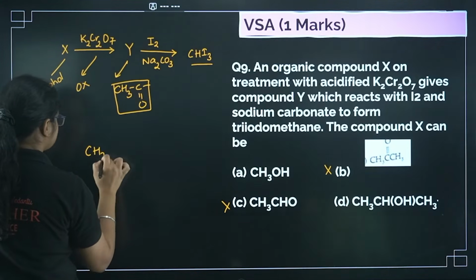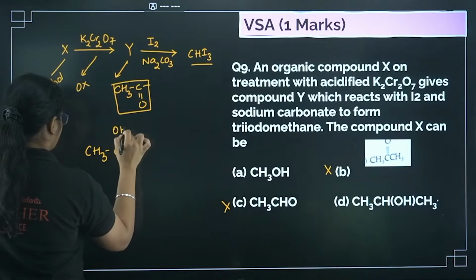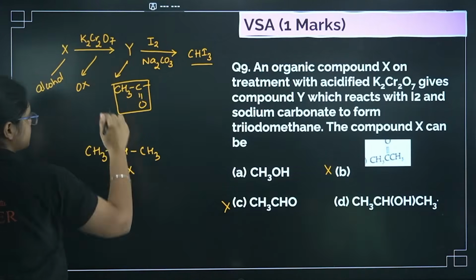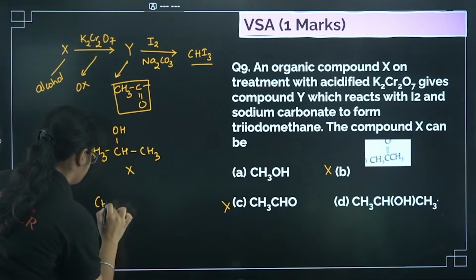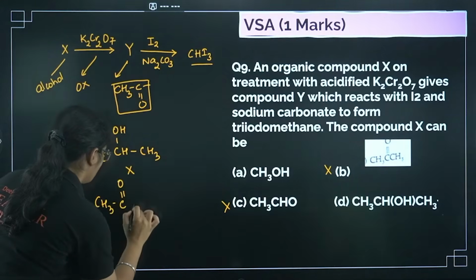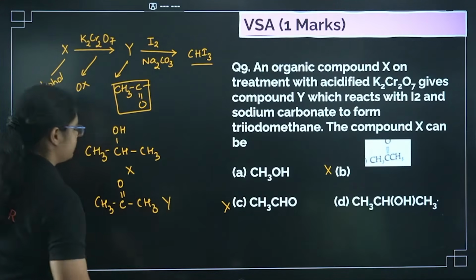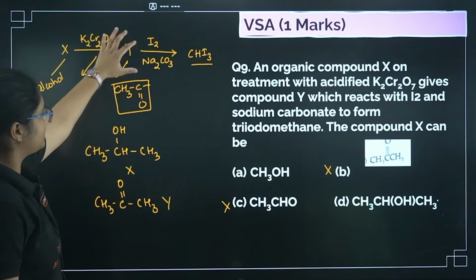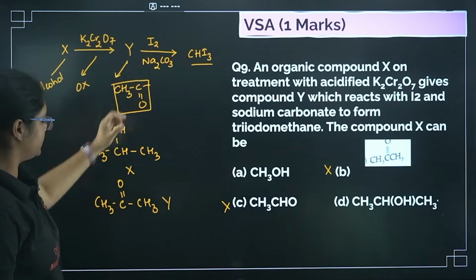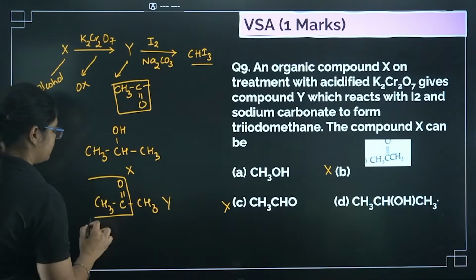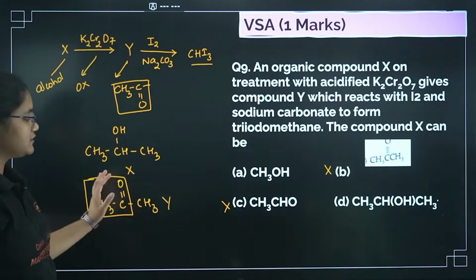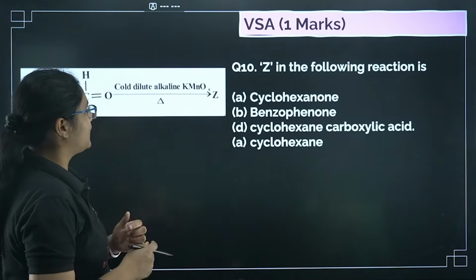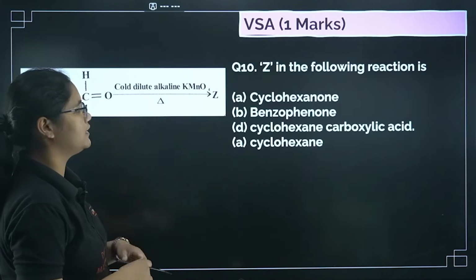Now if you see this one, CH3CHOH-CH3, if X is this one, then on treatment with K2Cr2O7, what will I get? I will get CH3-C(=O)-CH3, which is Y, right? Now this compound has a methyl ketone group, so with I2 and NaOH you will get CHI3 here. So that is why the answer has to be option number D. Next question number 10, Z in the following reaction is.